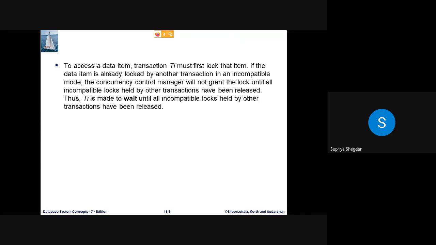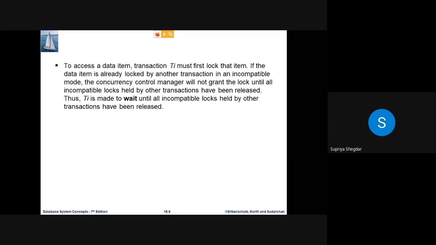In case of a transaction, to access the data item, consider transaction Ti. That transaction must first lock that data item. We have seen this point: before accessing the data item, any transaction must lock that data item in any mode. If the data item is already locked by another transaction in an incompatible mode, then, here, incompatible mode means either shared or exclusive.